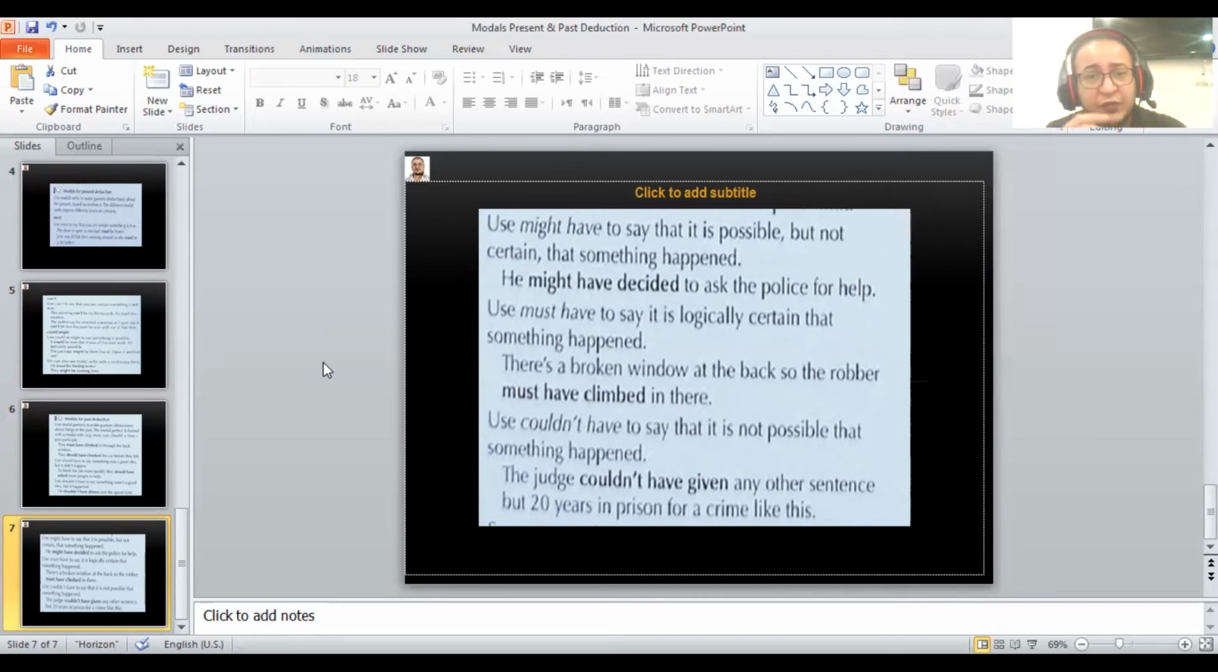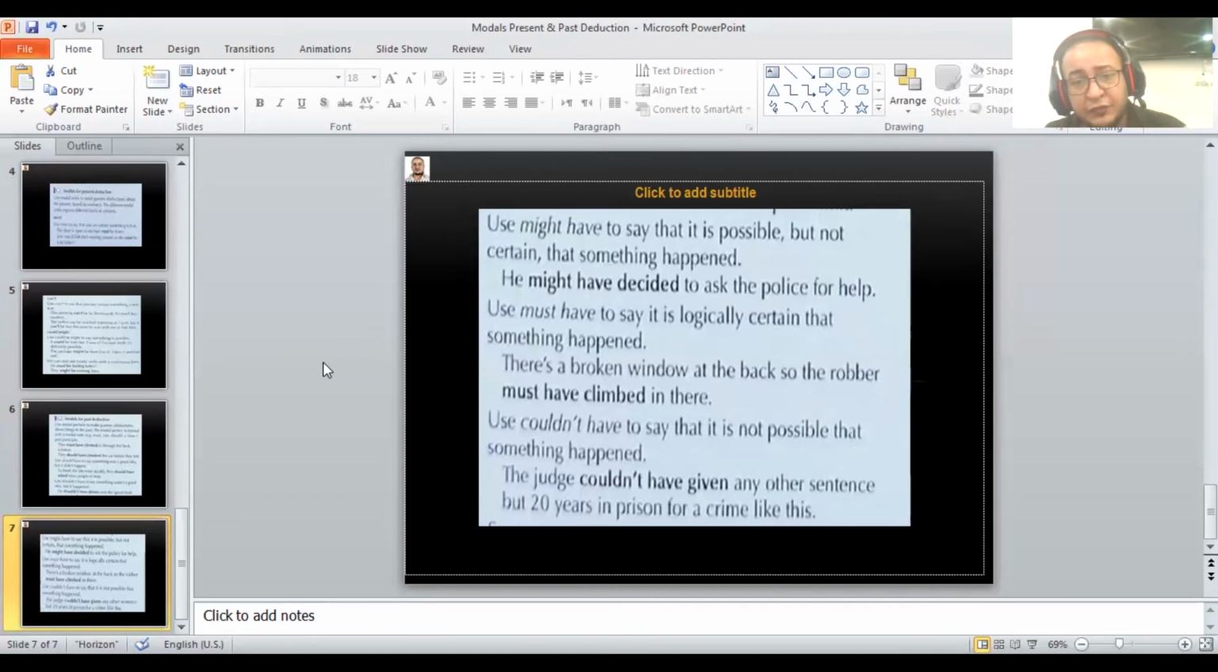Use must have to say that it's logically certain that something happened. There's a broken window at the back, so the robber must have climbed in there. So it's logically certain the robber used that broken window to get in.